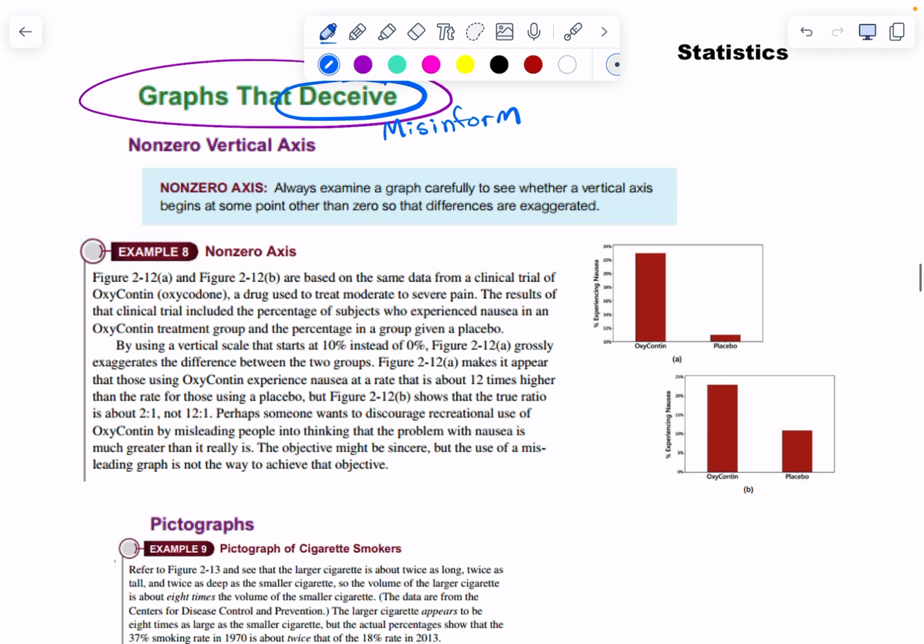Okay? All right, first type of deceptive graph. There are 2 types that we talk about, okay? The first one is a non-zero vertical axis. Circle that. Non-zero vertical axis. The vertical axis is the vertical one, the y-axis, right?